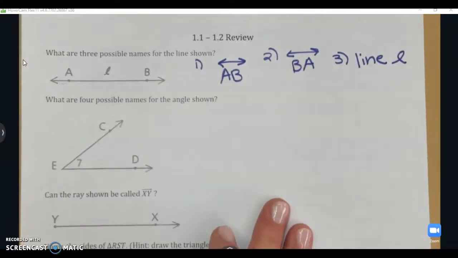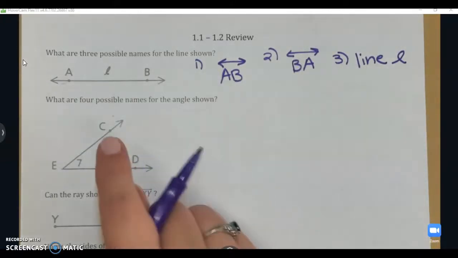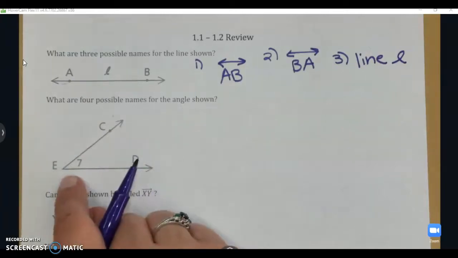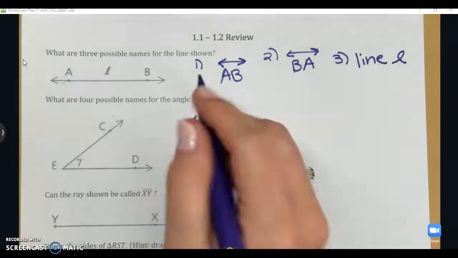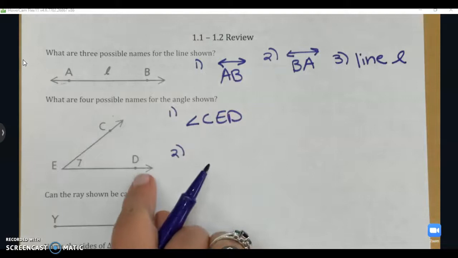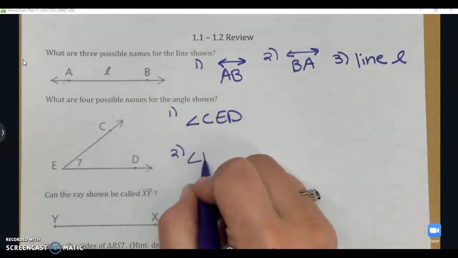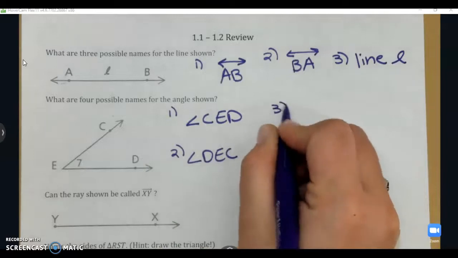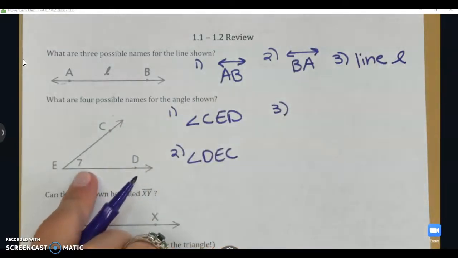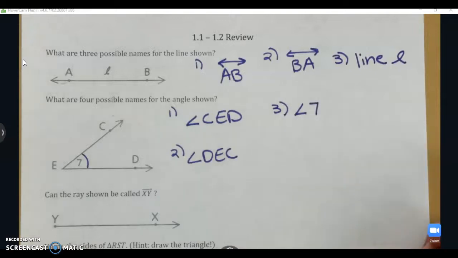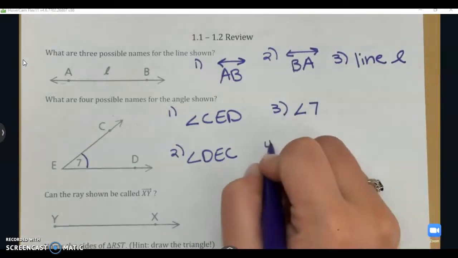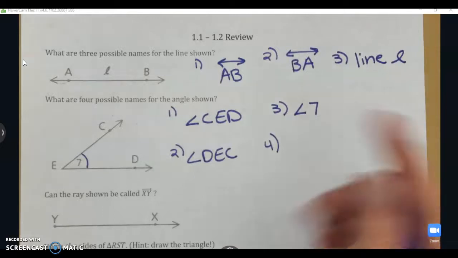Now what about our angle? The four possible ways to name an angle, which we reviewed the day we did vocabulary, when we used our three letters with the vertex always being in the middle. So we could call this angle CED with our angle symbol. That's one way. Another way would be to do it backwards, DEC. So same thing. A third way would be to name it with that number that's at the vertex. If there's a number inside your vertex that refers to the measure, you can call it angle and then that number, in this case, angle 7. And then the fourth way that we can name this one is just by the vertex.